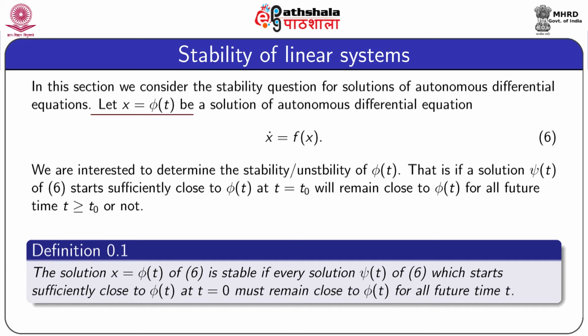Let x equal to phi t be a solution of the autonomous differential equation of the form x dot, which is dx dt equal to f(x), given by equation 6. We are interested in determining whether phi t is a stable or unstable solution. That is, whether every solution psi t of 6 which starts sufficiently close to phi t at t equal to t0 must remain close to phi t for all future time t greater than or equal to t0.